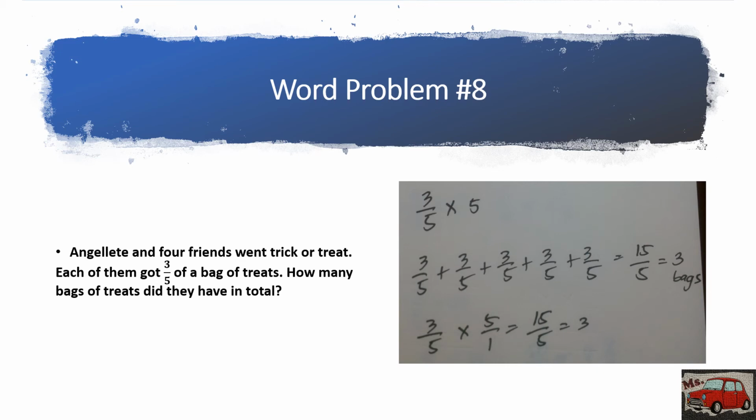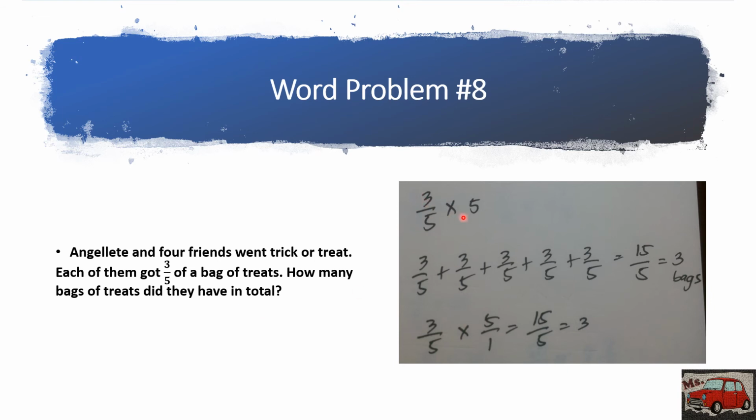Okay. So hanapin natin yung total bags of treat na nakuha ni Angelet at saka ng 4 na kaibigan niya. Kung ang bawat isa, nakakuha sila ng 3 over 5 of a bag of treats. Okay? So, i-multiply natin yung nakuha ng bawat isa na 3 over 5 dun sa 5. Kasi si Angelet tsaka yung 4 na kaibigan niya. Okay? Para malaman natin yung total.